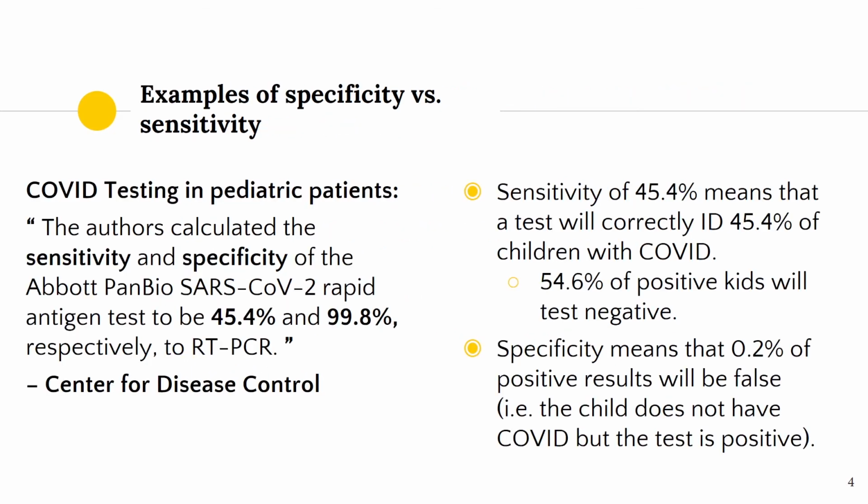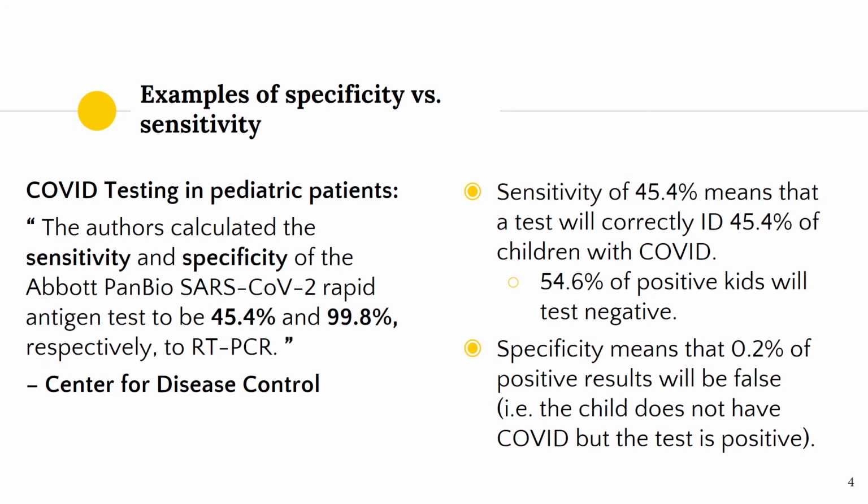So here's an actual real-world example of specificity and sensitivity of a rapid antigen test, the Abbott Panbio antigen test, in pediatric patients. We're focusing on pediatric patients here, children or toddlers or babies, because the rapid antigen test requires that little swab to go up your nose and collect the sample, and children don't take too kindly to that. They're going to fight you. They're going to cry. They're going to scream. They don't want that thing up their nose. And so it's harder to get a good sample from children, pediatric patients. So that's why they did this study.